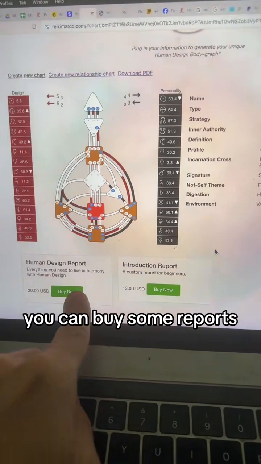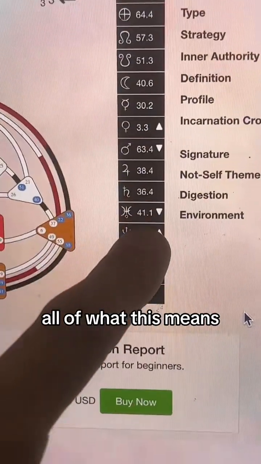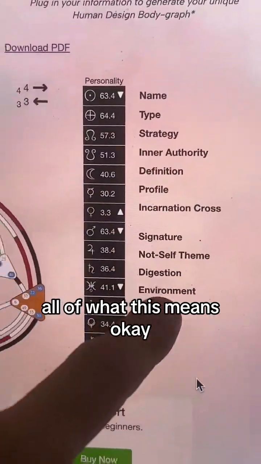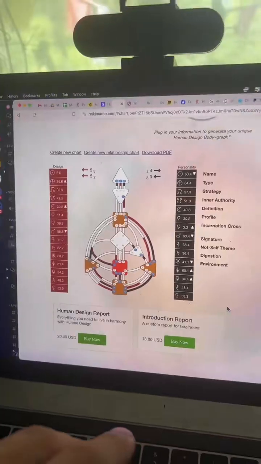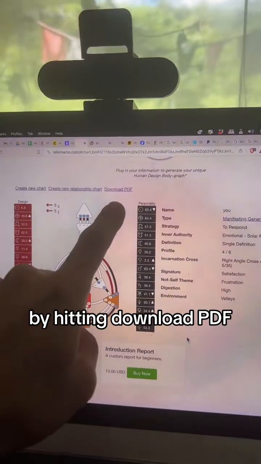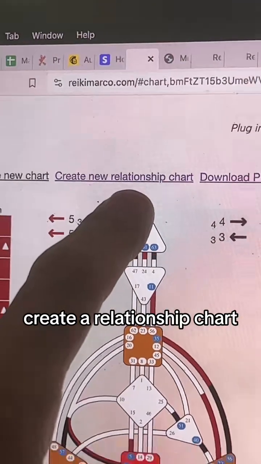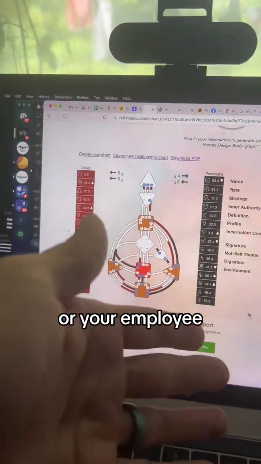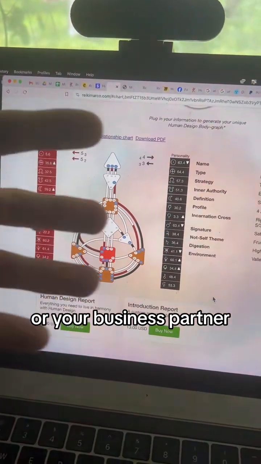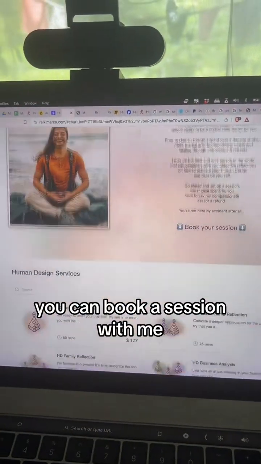As I said earlier, you can buy some reports. That's going to literally go in and detail all of what this means, okay? Saves you a lot of time. And again, 20 bucks. You could download this image by hitting download PDF, and you can also create a relationship chart. So you can see how you and your crush, or you and your boss, or your employee, or your business partner fit together. And of course, if you scroll down, you can book a session with me.